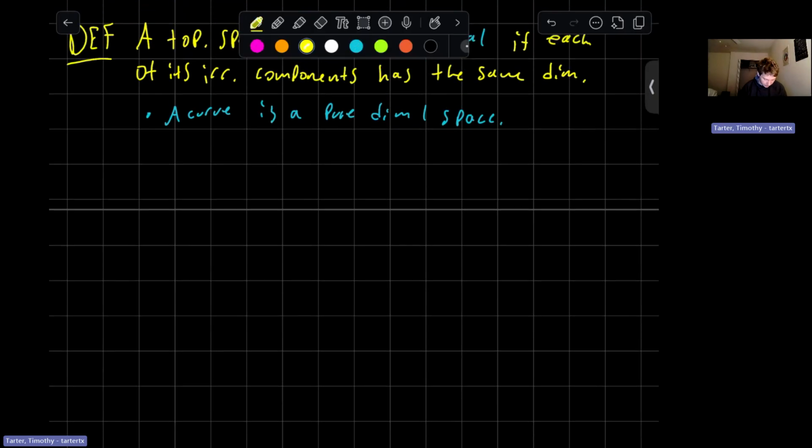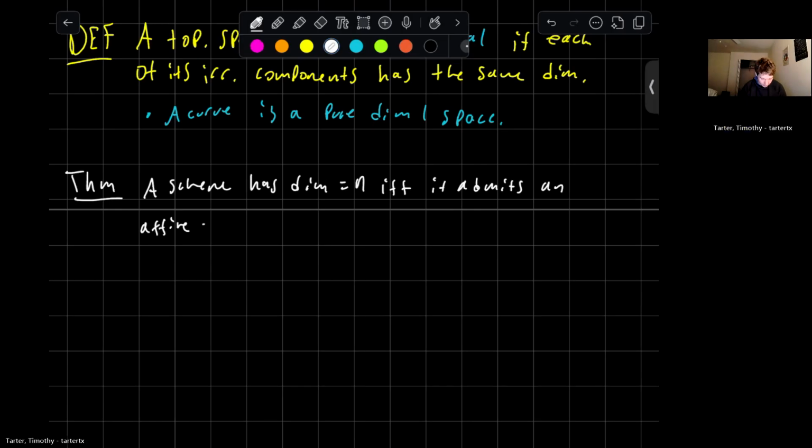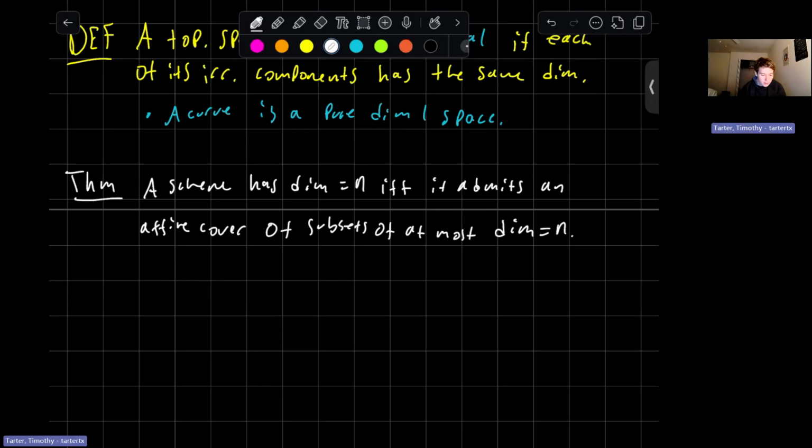Okay, a useful theorem is that a scheme has dimension n if and only if it admits an affine cover of subsets of at most dimension n.